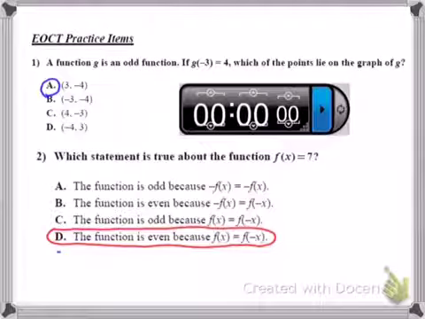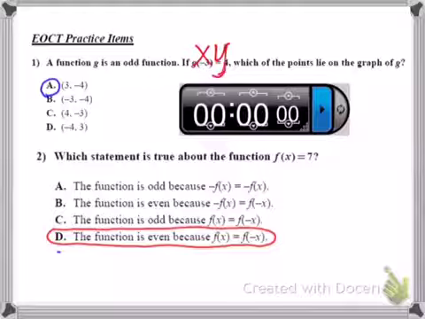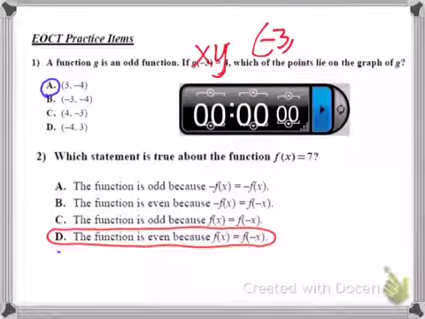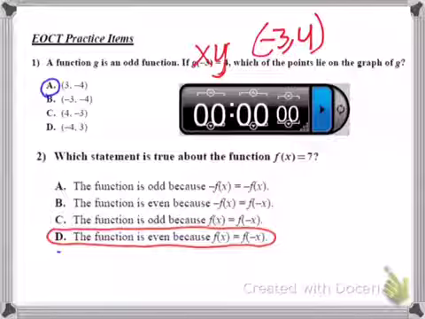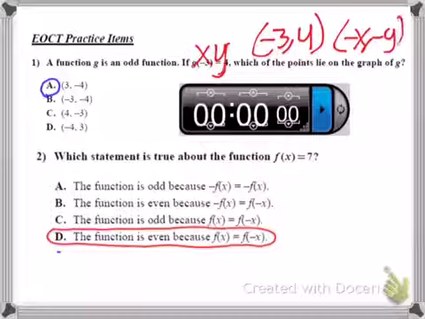Last one. A function g is an odd function if g of negative 3 equals 4. Which of the points lie on the graph of g? So it's an odd function, so both the x and the y have to change. So right here, this is the x value, this is the y value. So we know it's negative 3 and 4. So they got to change their signs, negative x, negative y. So we know it should be positive 3, change the sign, negative 4.